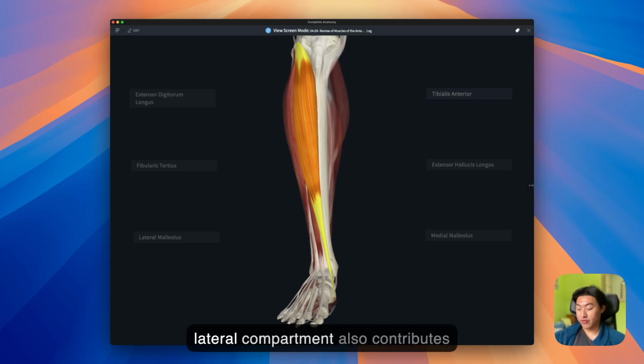And the lateral compartment also contributes weakly to it because we'll see later on the tendons of the lateral compartment attach underneath to the plantar side of the foot.